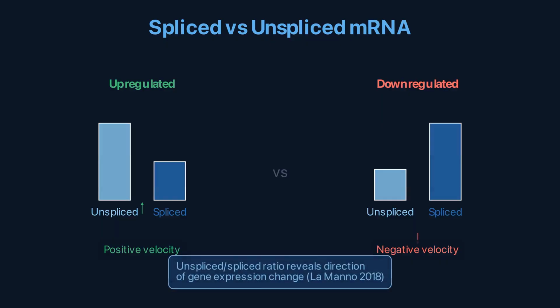RNA velocity uses the ratio of unspliced to spliced counts to infer the direction of gene expression change. La Manno and colleagues introduced this concept in 2018. CellRank implements two velocity models.